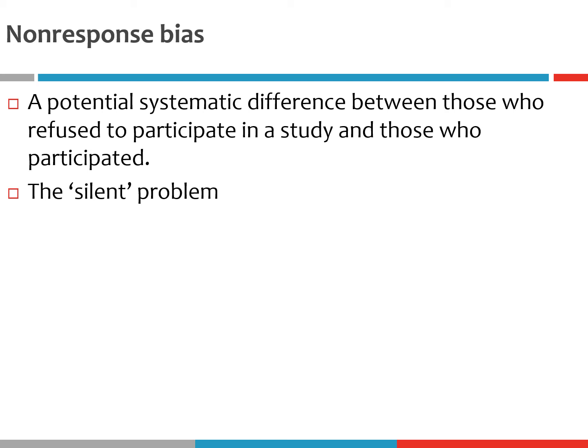So this is a silent problem, in the sense that the only people that we hear from are the people who agree to participate, whereas we don't hear from anyone who refuses to participate, because they're essentially not involved. They don't answer our survey. They don't fill out a consent form and agree to participate. So we don't really have any information about the people who didn't respond.